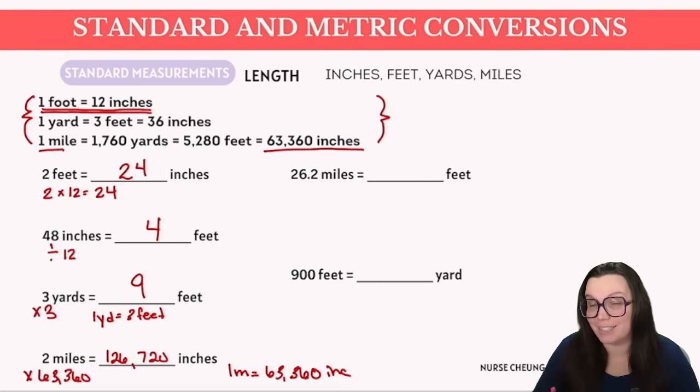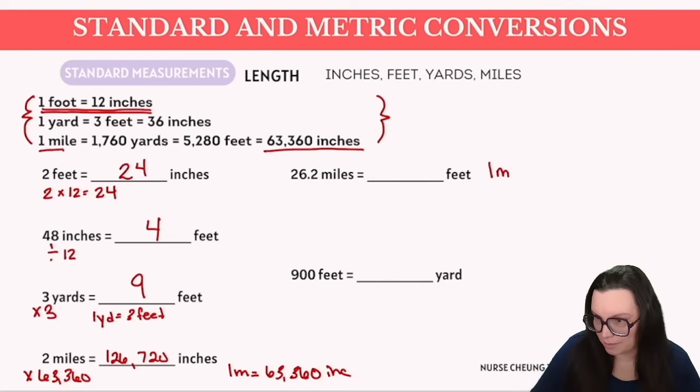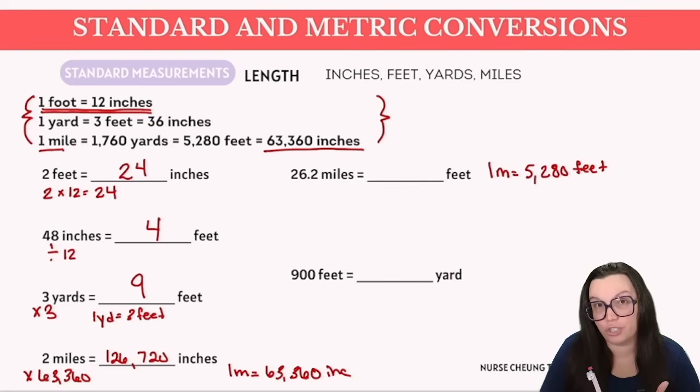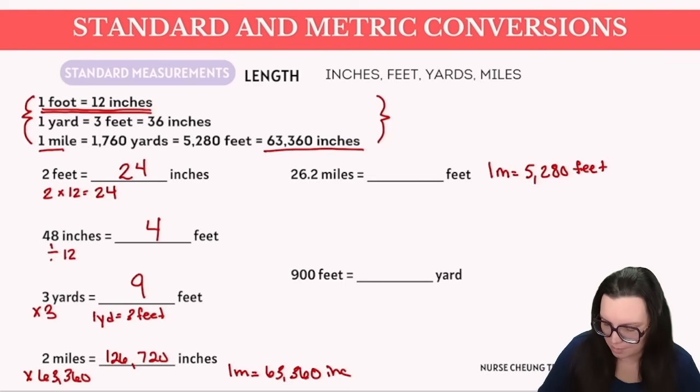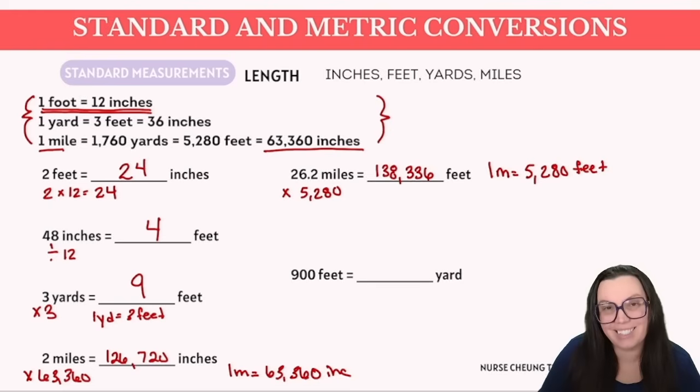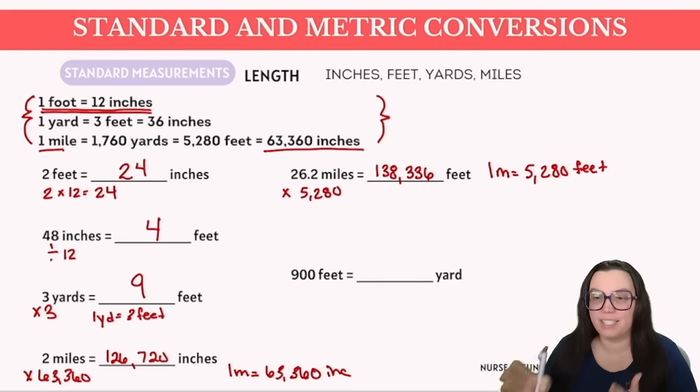So how many feet are in 26.2 miles? You might recognize this because this is actually what we run when we run a marathon, right? So how many feet are we actually running? As we know, 1 mile is equal to 5,280 feet. We're going from a larger unit to a smaller unit, so we're going to multiply that 26.2 miles by our 5,280 feet, and that is going to give us a total of 138,336.